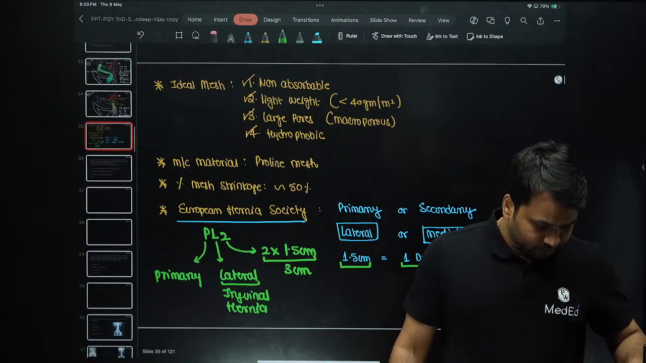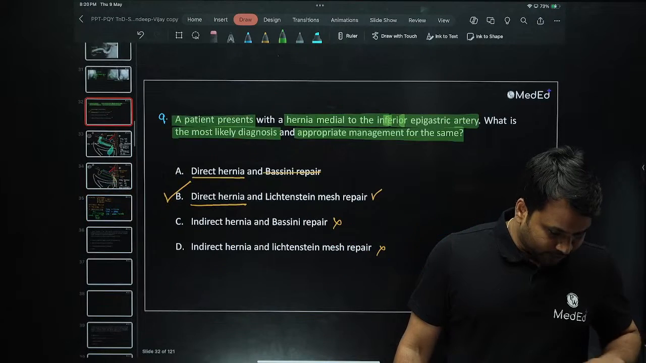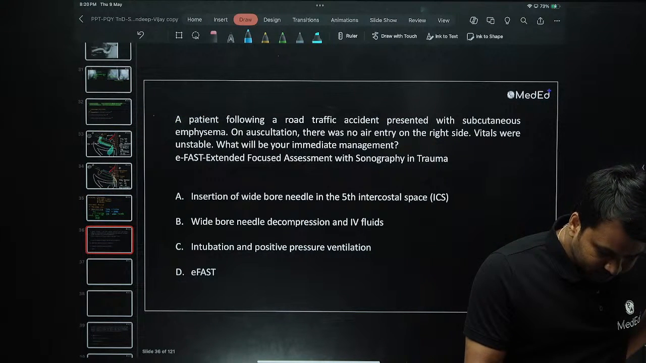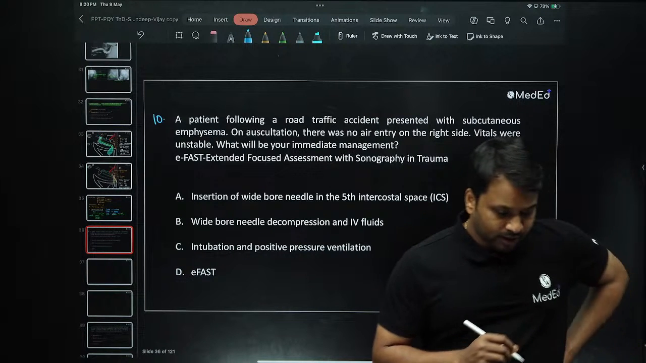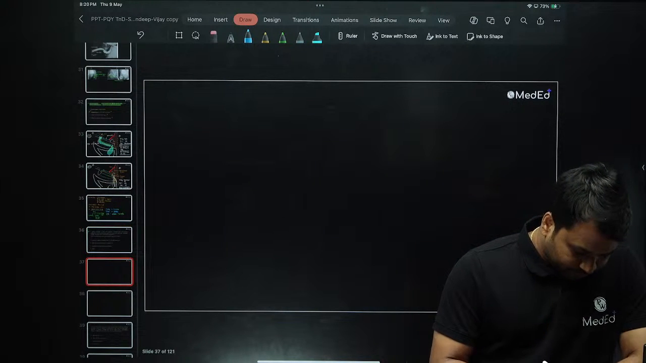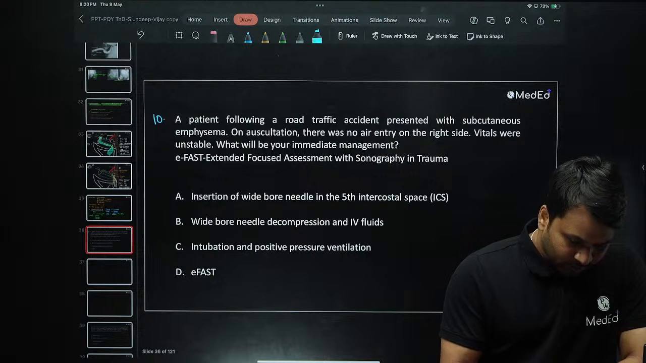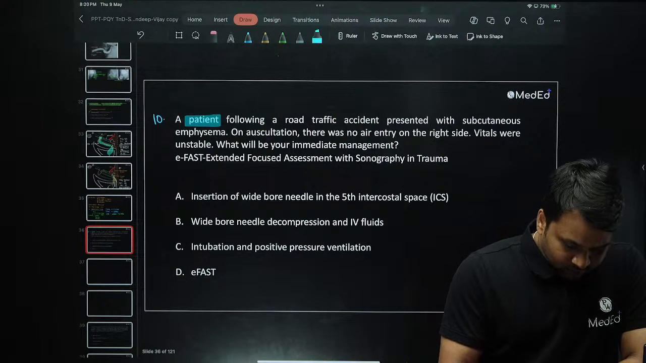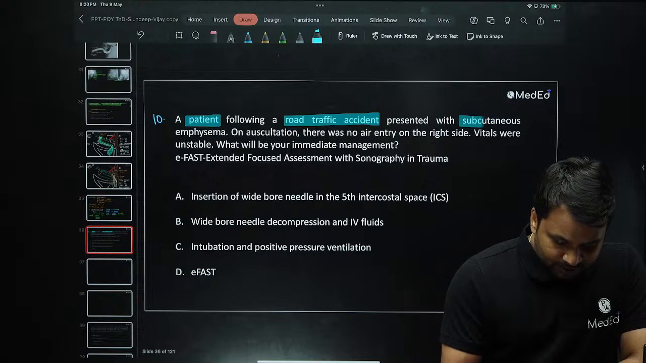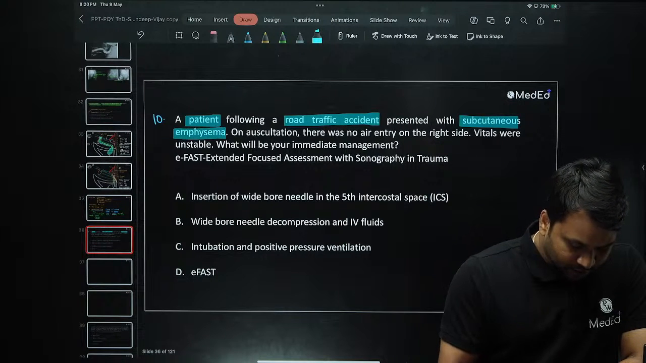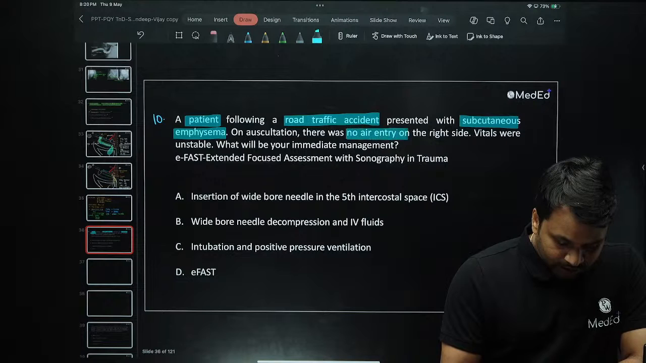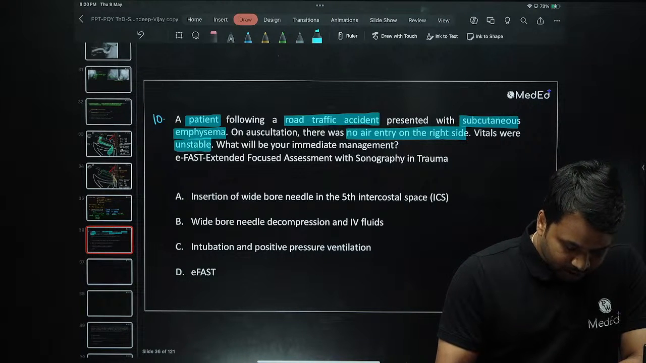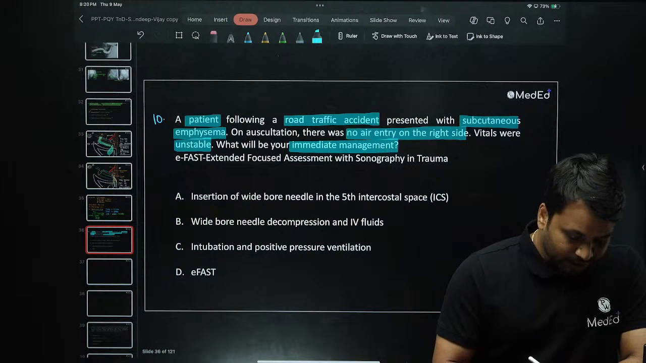So this was your question number 9. Then you go to question number 10. In question number 10, what do we have? I have a patient, road traffic accident, presented with subcutaneous emphysema. On auscultation, there was no air entry on the right side. Vitals were unstable. What is your immediate management?